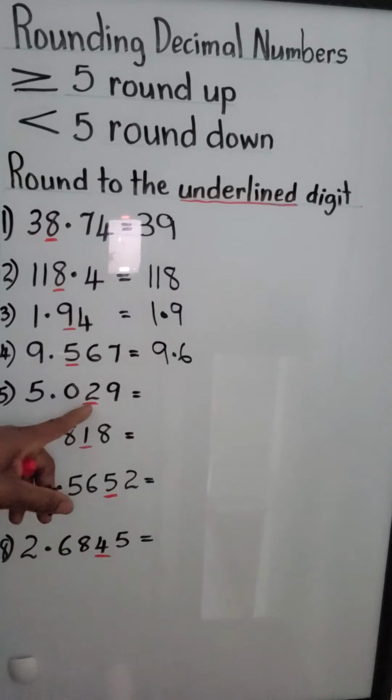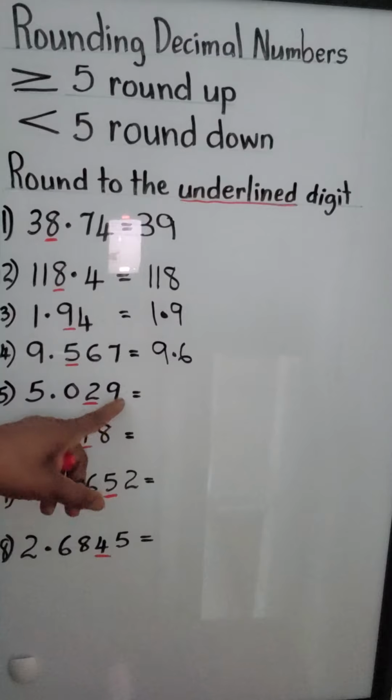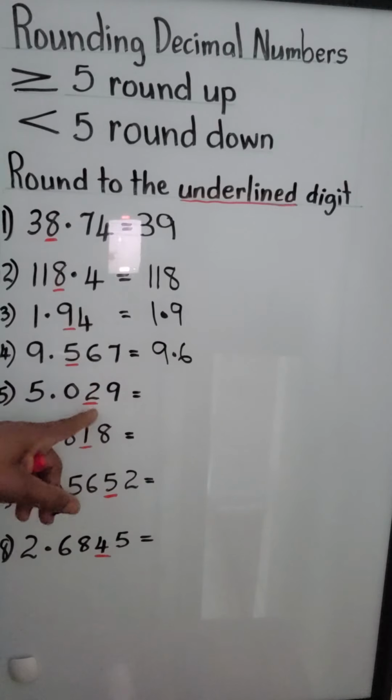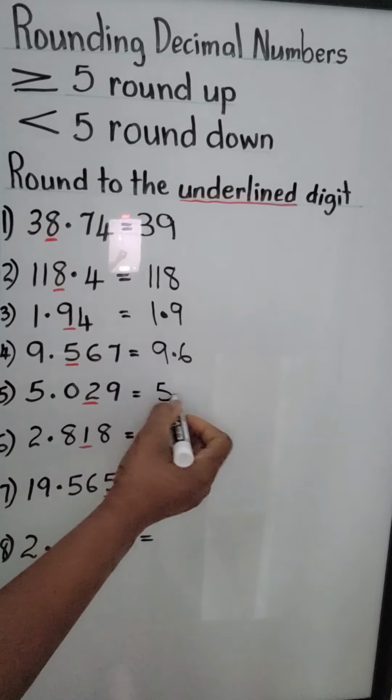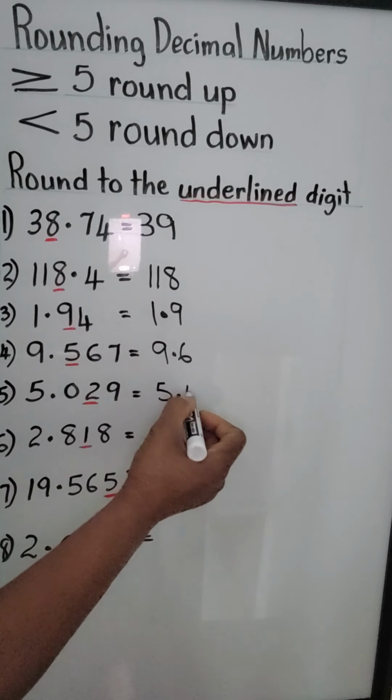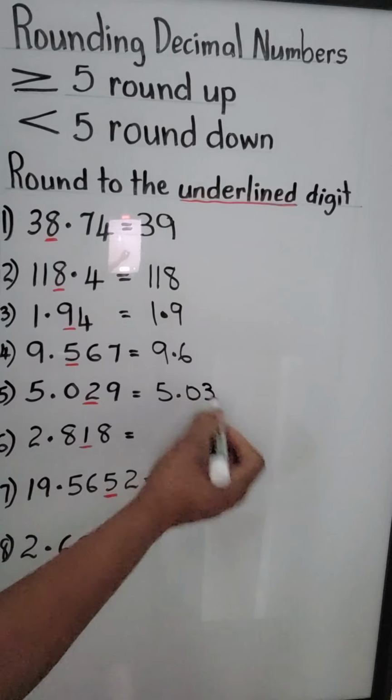Round 5.029 to 2 places of decimal. Look at the third place, 5 or more, so we add 1 to the rounding digit. So that gives us 5.03.